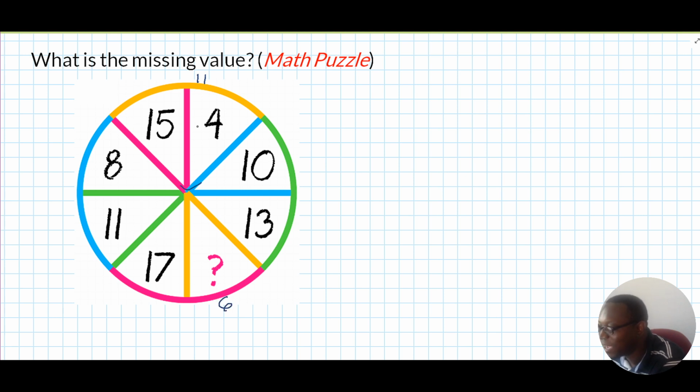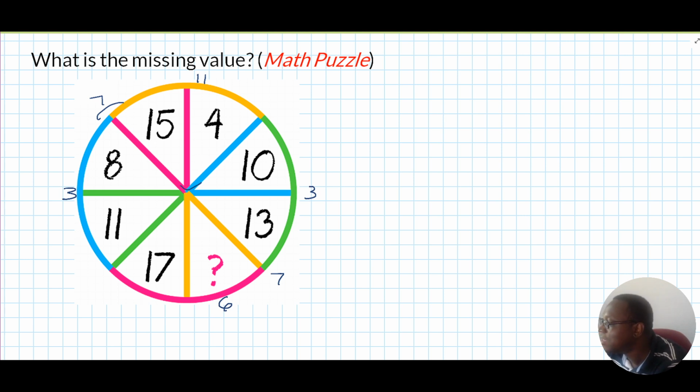The other way you can look at this also is 15 minus 8 is 7. 13 minus a number is 7, so it's going to give you 6. 13 minus 10 is 3. 11 minus 8 is 3. So all I'm doing here is assigning different numbers to each of the lines. And that's how I got to my answer. So that's correct.